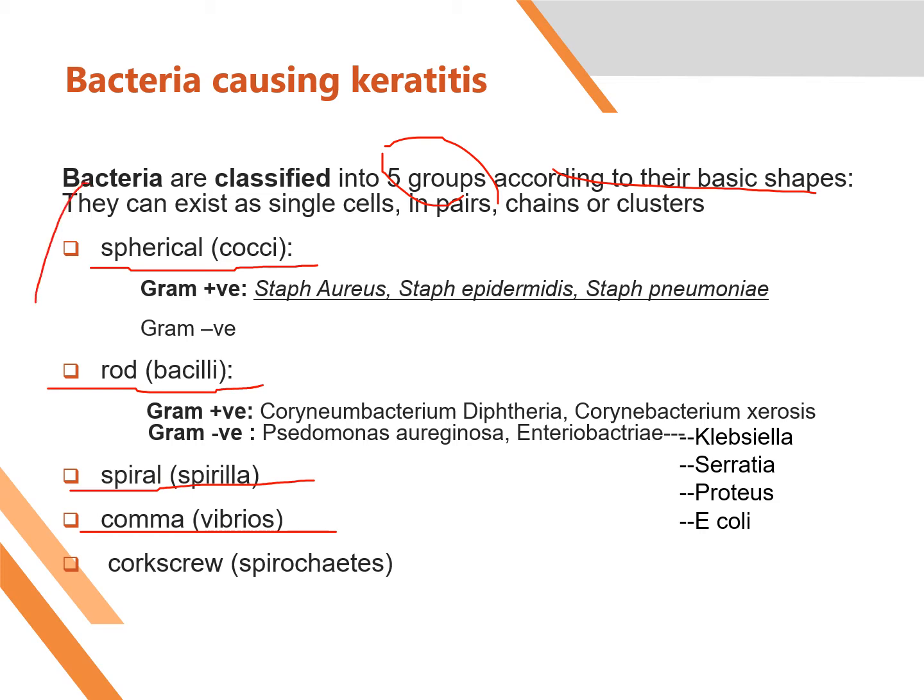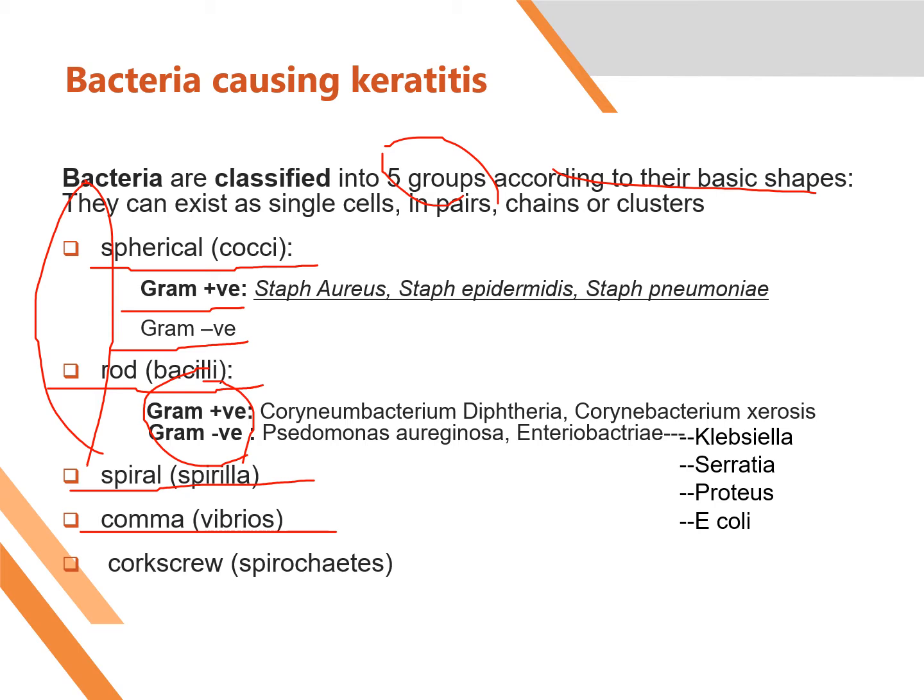Now, we will be mainly dealing with the cocci and the bacilli. So what you need to concentrate on is that if the cocci are gram-positive, they are called gram-positive cocci, and if they are gram-negative, they are called gram-negative cocci. We'll discuss that in more detail in coming slides. The rods can be gram-positive or gram-negative depending on whether they can take the gram stain or not.